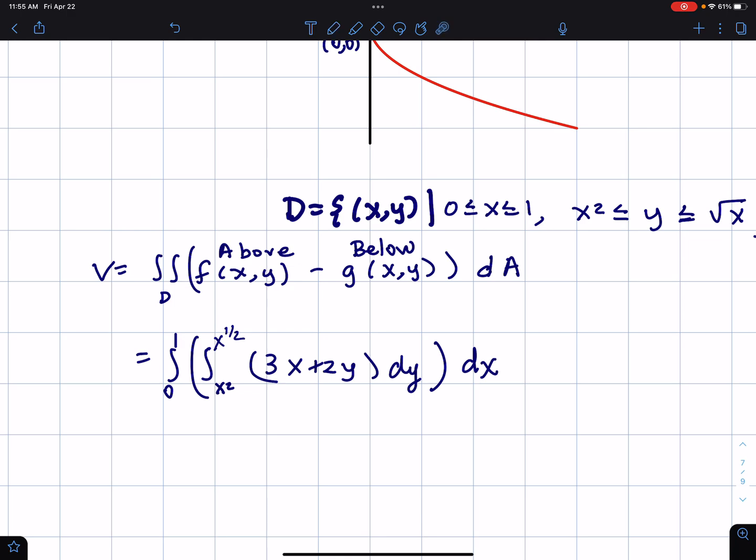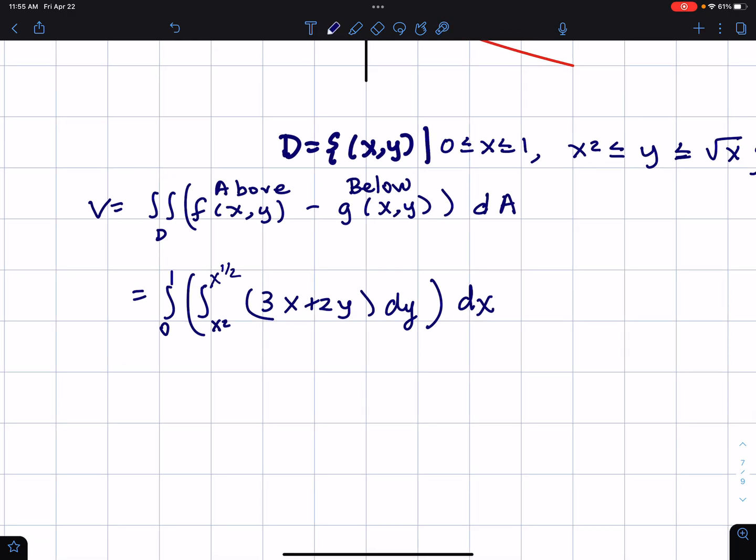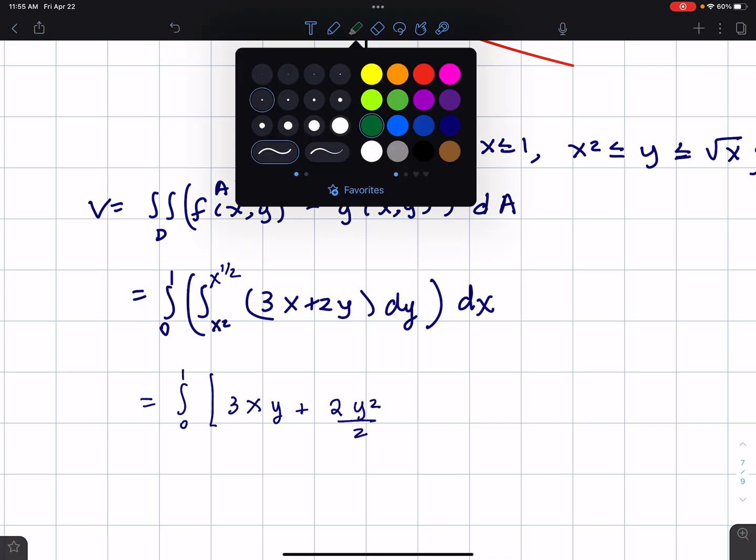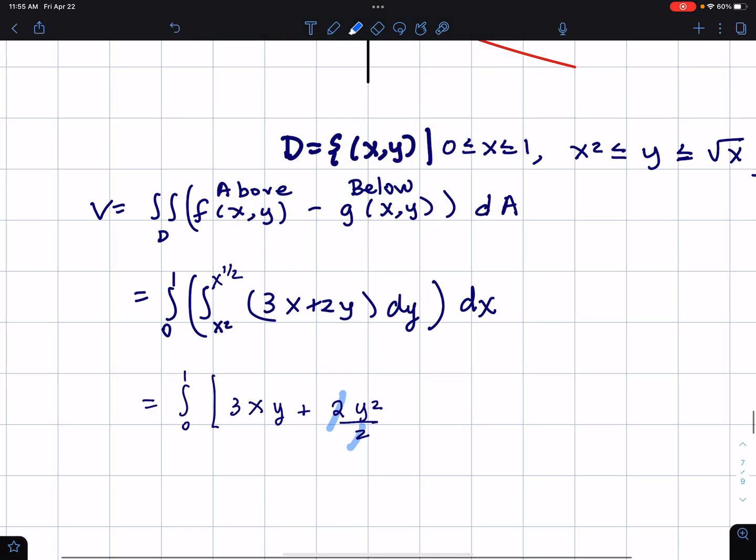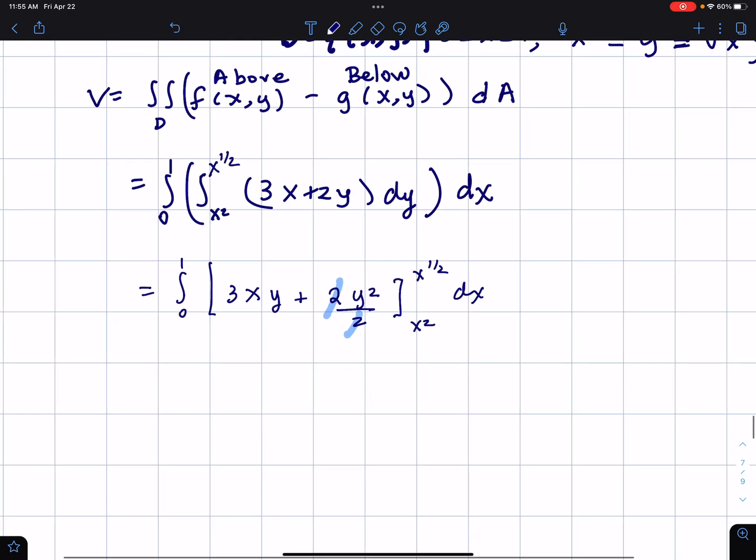The integration is sort of straightforward, but, well, maybe not entirely. You have to understand how to do partial integration. We're going to integrate with respect to y. So 3x is a constant. We integrate with respect to y. We have the constant times y. And then we have this part 2y squared. So I'll integrate with respect to y and get 2y squared over 2. And then super awesome stuff when you get cancellation. And then we go from x squared to x to the 1/2 dx. So I'll plug in the top and I'll plug in the bottom.